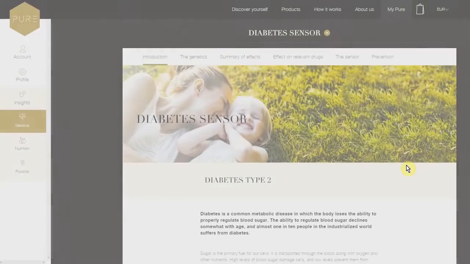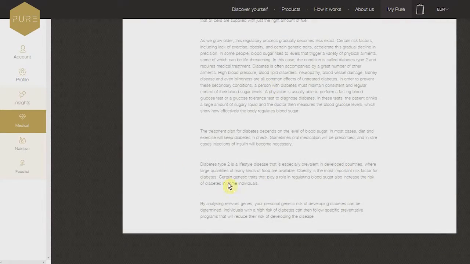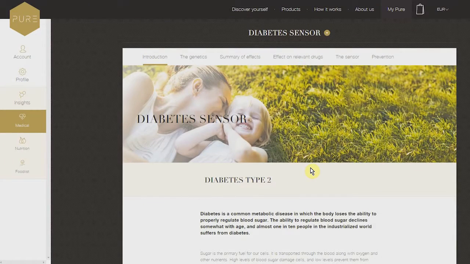Now, if we click on diabetes sensor, you're going to find out a lot of information about your personal risk of diabetes. Also, in case you ever should develop diabetes, how best to treat it, because there are genetic differences from person to person. So in the introduction, you're going to be able to read up on what diabetes really is. And essentially it is a misregulation of blood sugar.